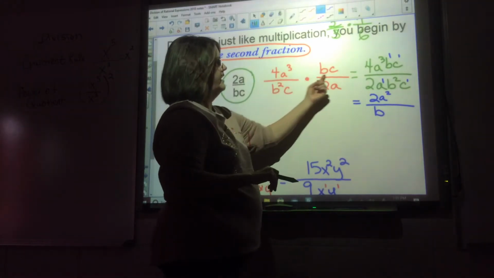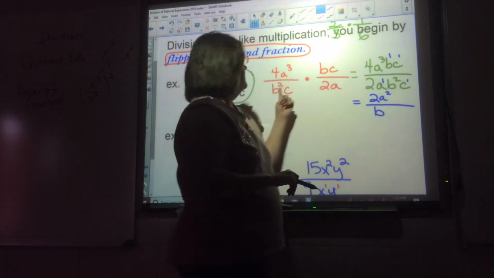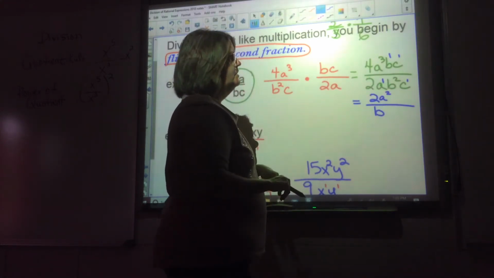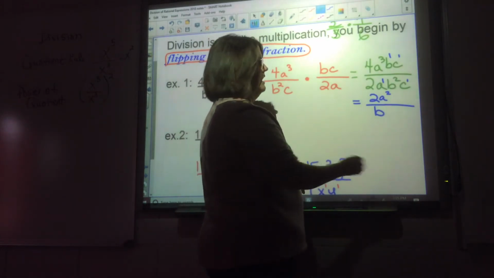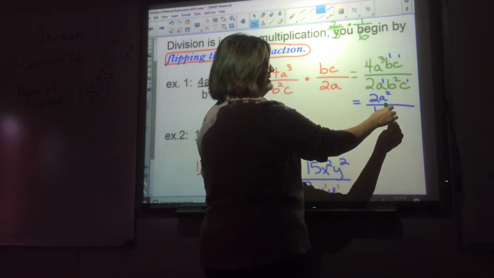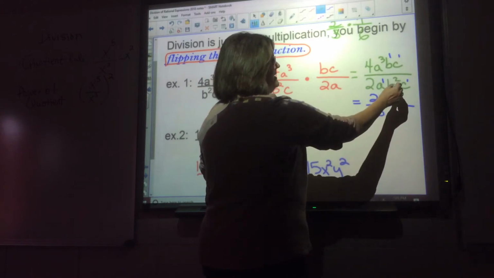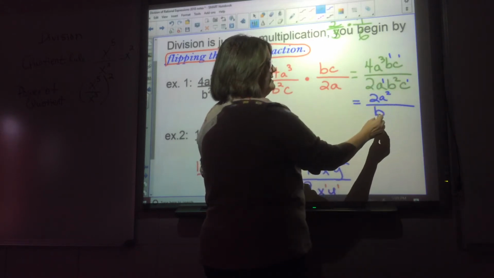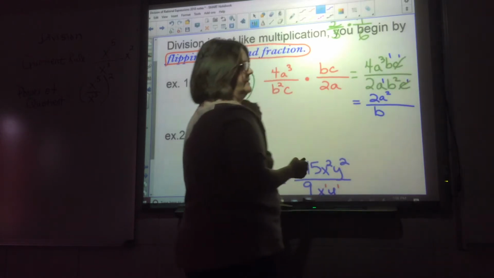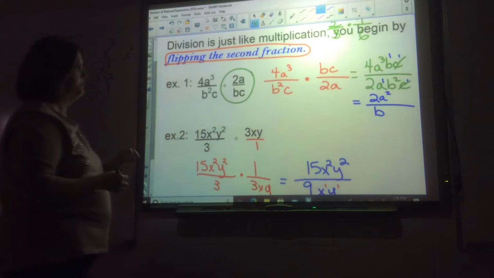And remember how I taught you to do these with the multiplication video? You want to come straight across and multiply. Come straight across here and multiply, which I did. And then you start eliminating what you can. 4 divided by 2 is 2. A cubed over a is a squared. B squared, b to the first is b. 2 minus 1 is 1. And then your c's cancel out. And so you have 2a to the third over b.